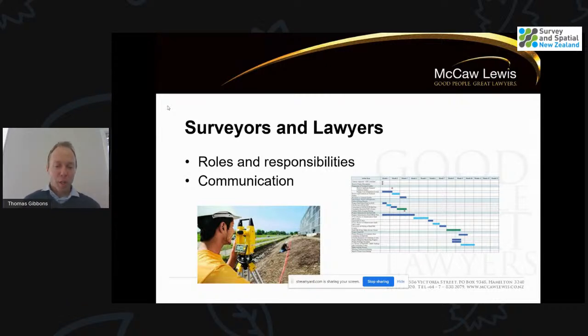So keep in mind there are these assumptions about what people do, which can be wrong. Obviously, a lot of surveyors are heavily involved in project management. Lawyers are not necessarily project managers and don't approach problems in the same way. And one of the most valuable things I think a surveyor can do is impose project management disciplines on the lawyer, so that they are working to the surveyor's time frame, not their own, effectively.